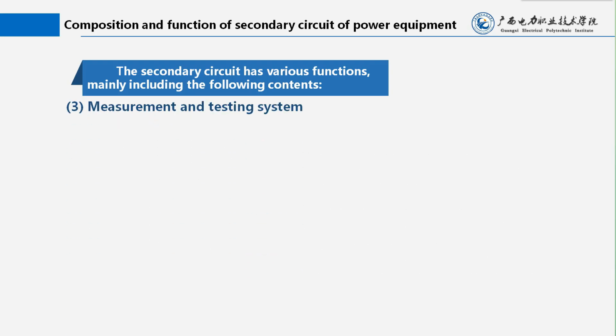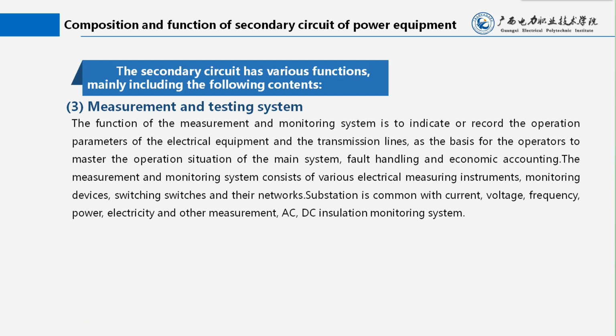Three. Measurement and monitoring system. The function of the measurement and monitoring system is to indicate or record the operation parameters of the electrical equipment and the transmission lines, as the basis for the operators to master the operation situation of the main system, fault handling and economic accounting. The measurement and monitoring system consists of various electrical measuring instruments, monitoring devices, switching switches and their networks. Substation is common with current, voltage, frequency, power, electricity and other measurement, AC, DC insulation monitoring system.